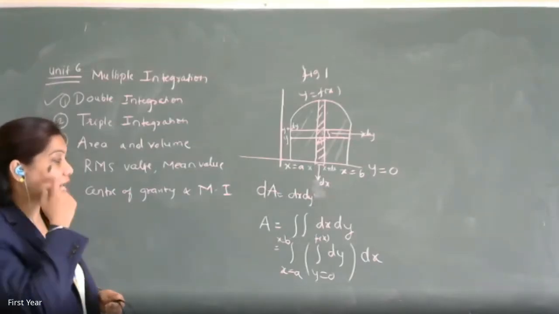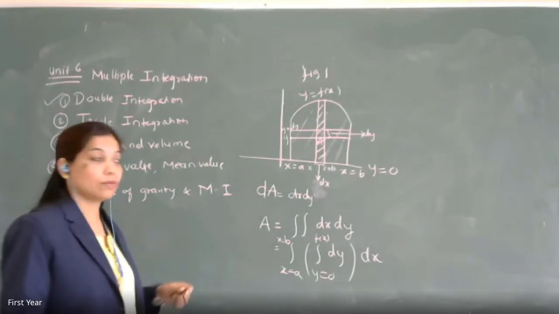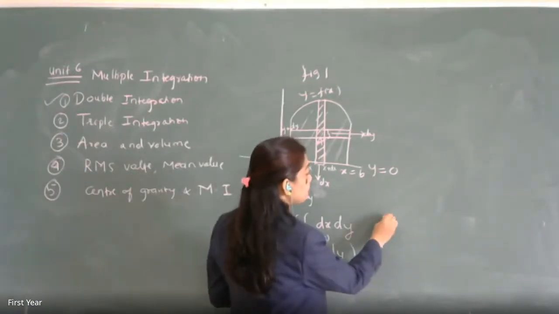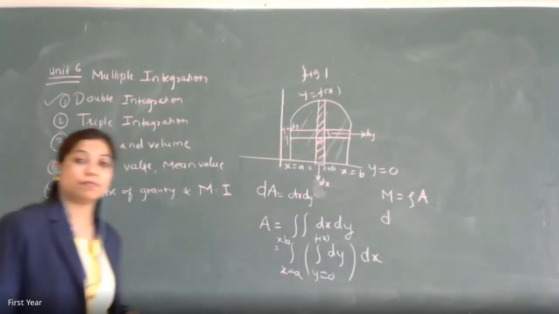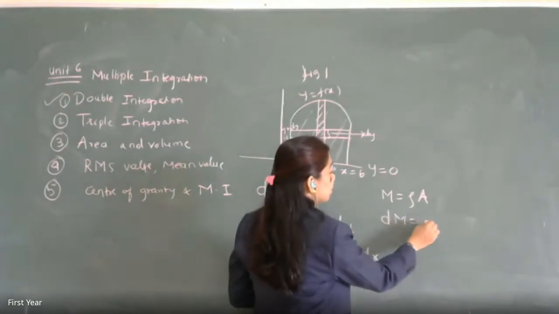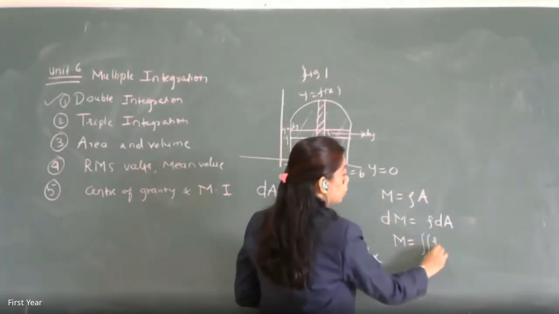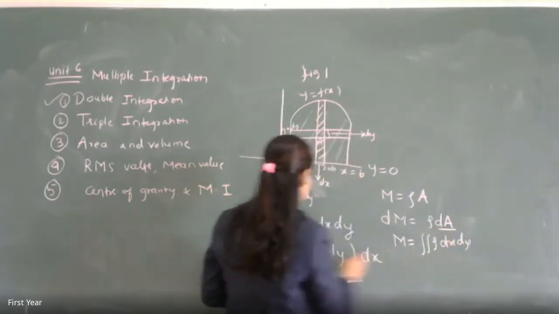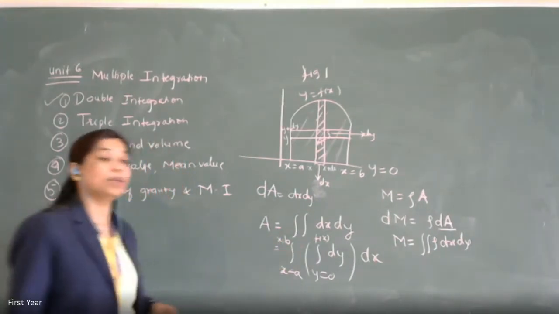Okay, so this is the entire concept. Now tell me, what is mass? If I want to find mass of this area, what is the relation between mass and area? Density into area is mass. So mass is equal to rho A. So what will be dm? Rho dA. So when I say this, m will be double integration rho dx dy. Because dA is dx dy, and if I want to get the value of mass, it will be double integration rho dx dy.